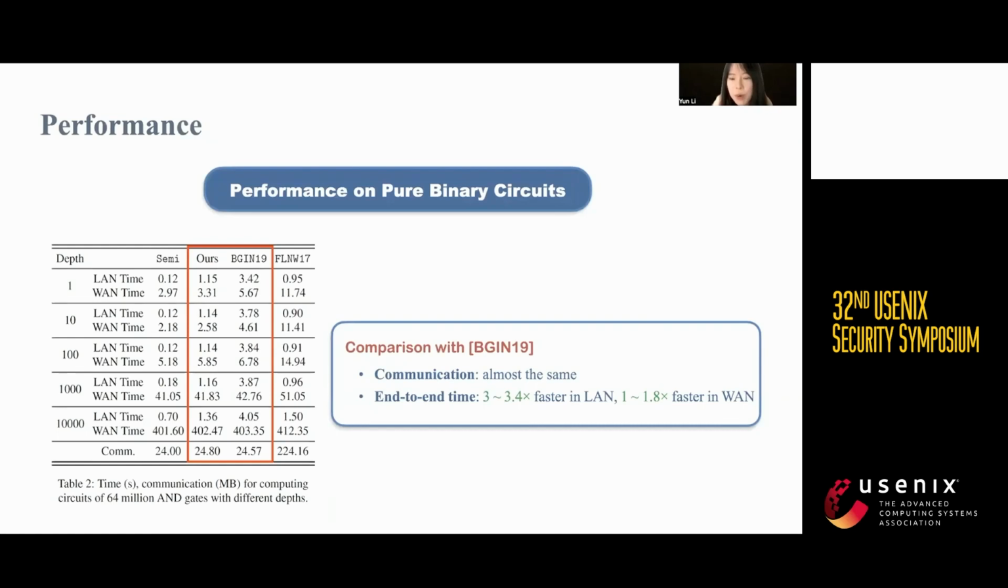We evaluate our protocol and compare it with BJ19 and FLNW17 using the MP-SPDZ framework. Here we choose FLNW17 rather than APFL+17 for comparison because FLNW17 is faster in MP-SPDZ. Compared with BJ19, we can see from the results that our protocol has almost the same communication cost as BJ19, and we are more than 3 times faster than BJ19 in LAN.